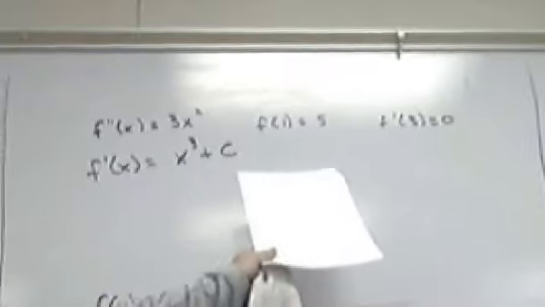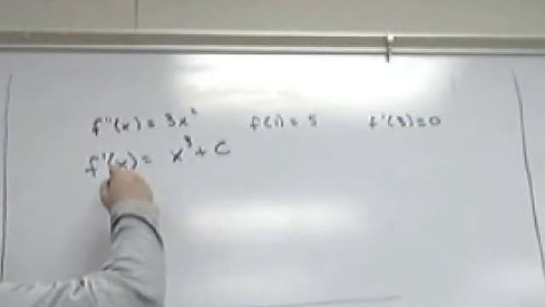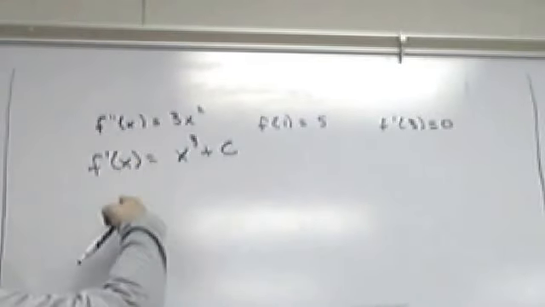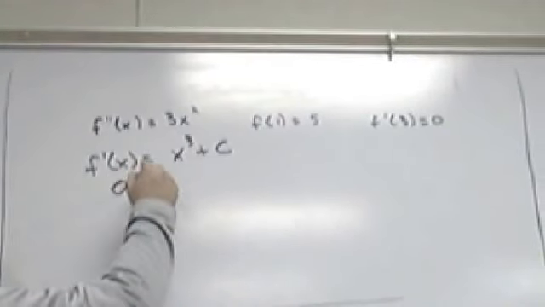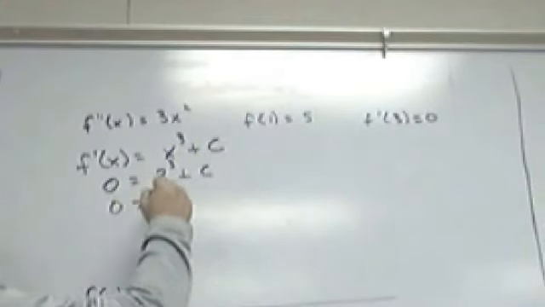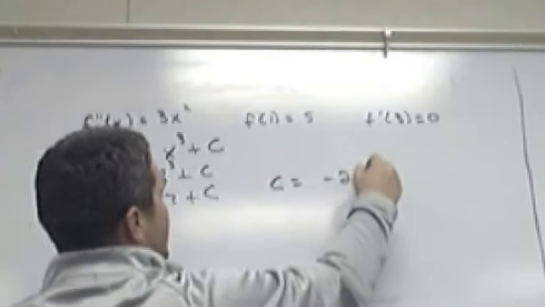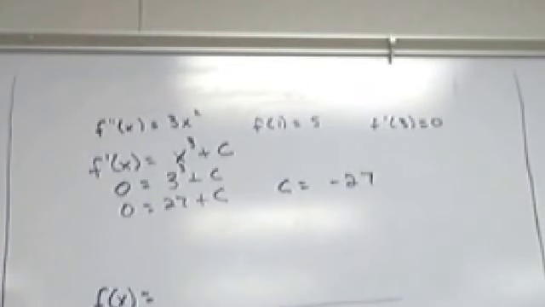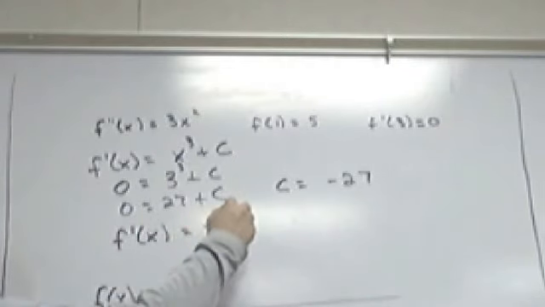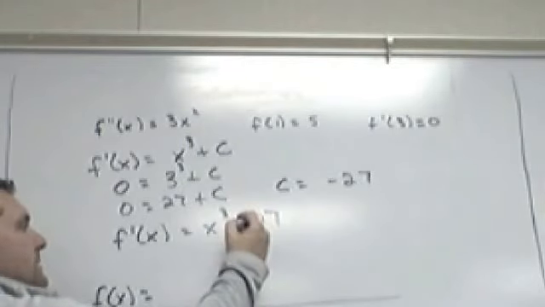Okay? Well, right here, I'm told that f prime of 3 is 0. So when I insert 3 for x, I'm going to get 0 here. So 0 equals 3 cubed plus c. So 0 equals 27 plus a constant. So c is negative 27. All right? So now I know that f prime of x is x cubed minus 27.